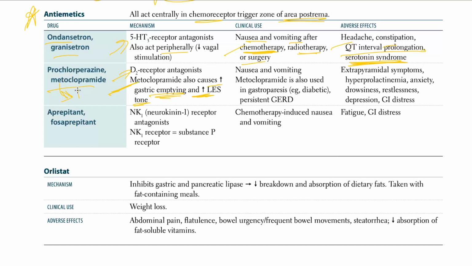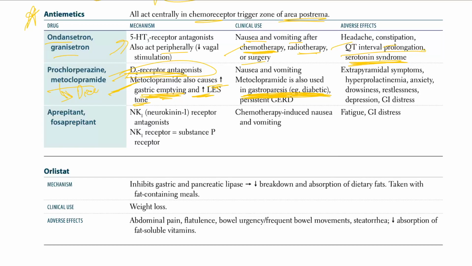metoclopramide in diabetic gastroparesis. I mean, they must have mentioned it here. Clinical use, where is it? Gastroparesis and diabetes, right there. And we did talk about this in physiology. Diabetic gastroparesis. We're causing an increase in gastric emptying and motility by giving metoclopramide, which is a D2 receptor antagonist.